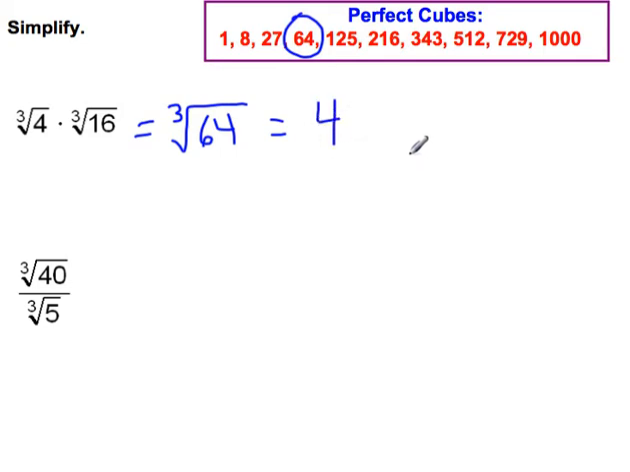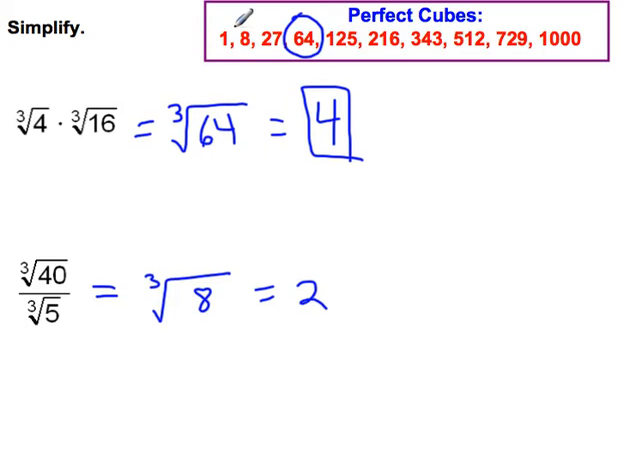Because 4 times 4 times 4 is 64. And that would be our simplified answer. Next one, again, since these both have the same index on the radicals, I can put these together by going ahead and dividing. 40 divided by 5 would give us 8, and then the cubed root of 8 is 2.